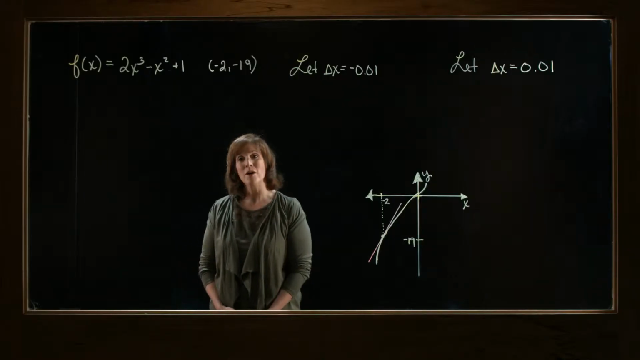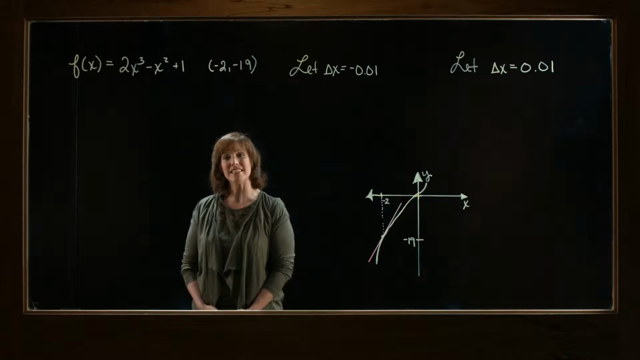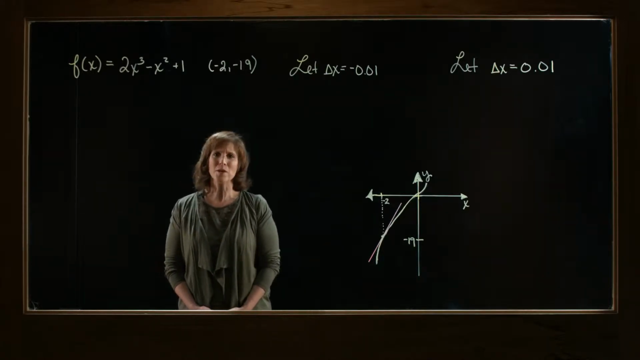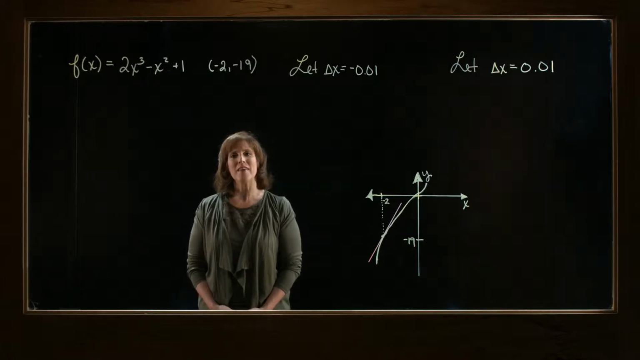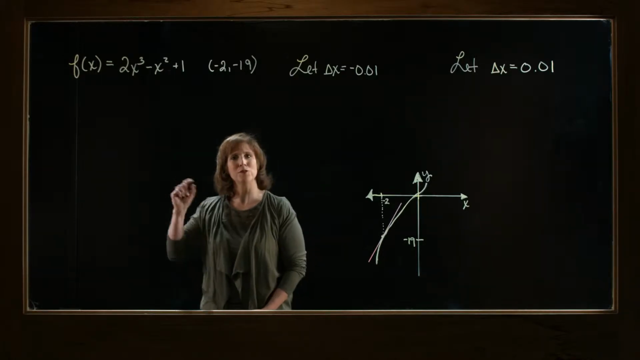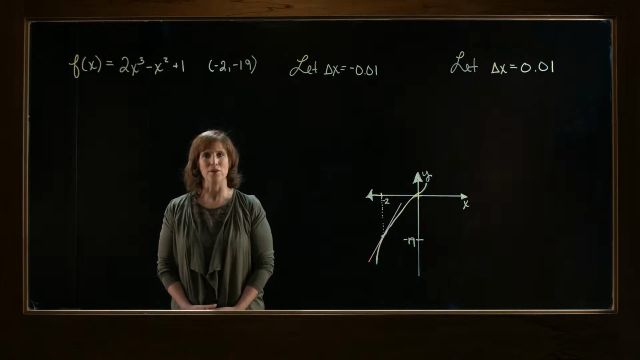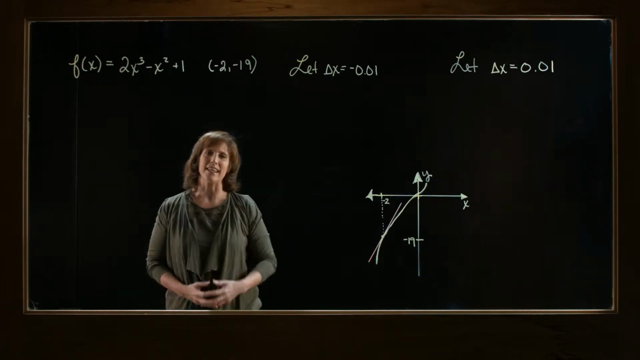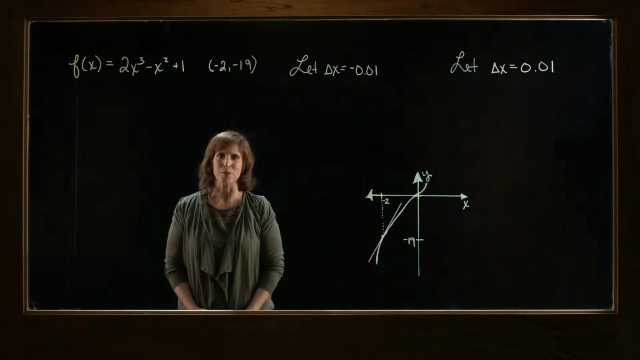Hi, I'm Cheryl Leach. In this problem, we're going to be finding the equation of the tangent line to a given function at a point. After we do that, we're going to be looking at the output values of both the original function and the line that we create at a couple of different points, not exactly at the given point, but very close to it.